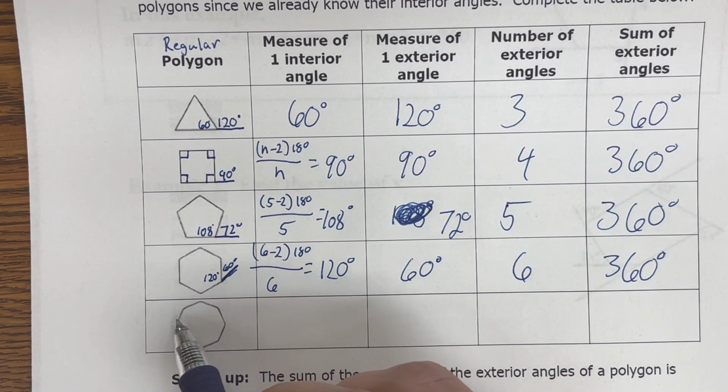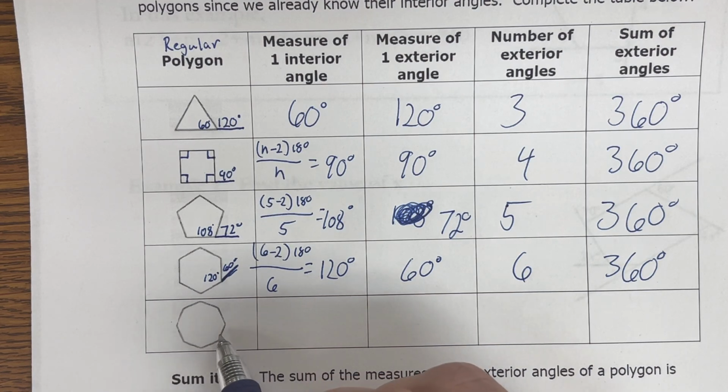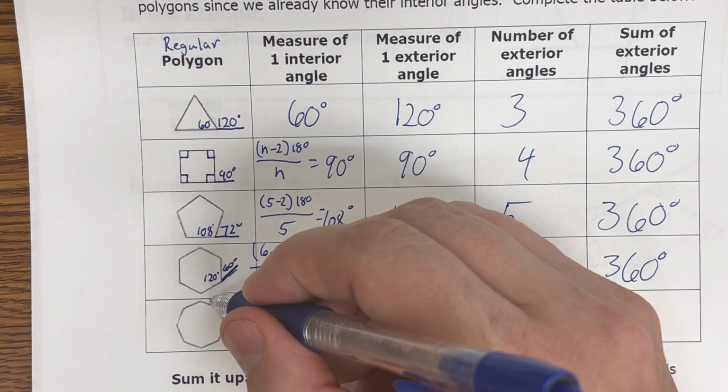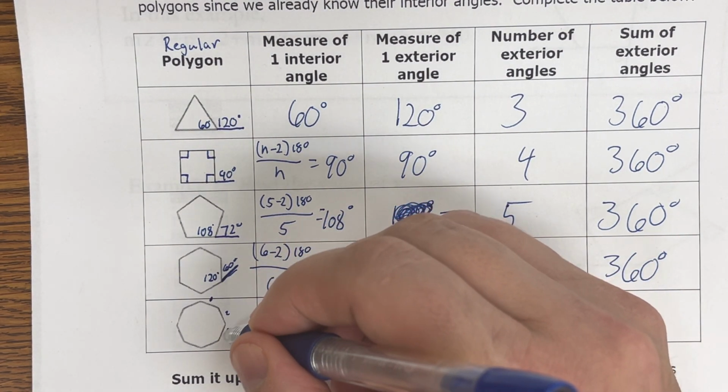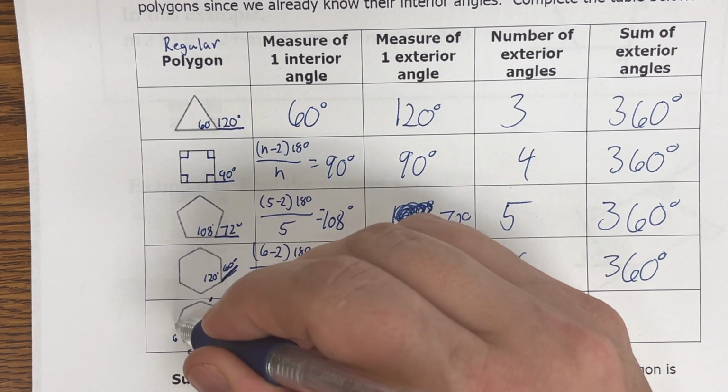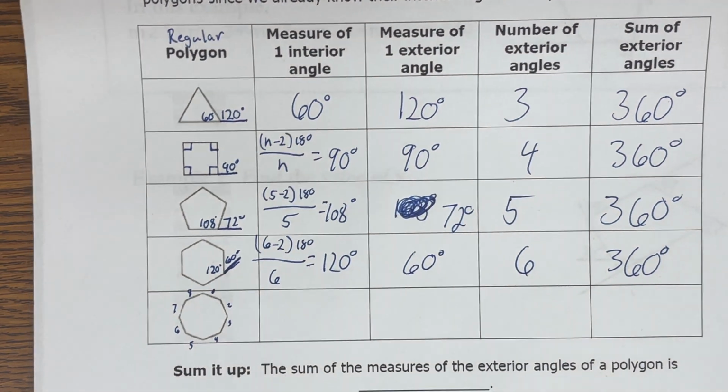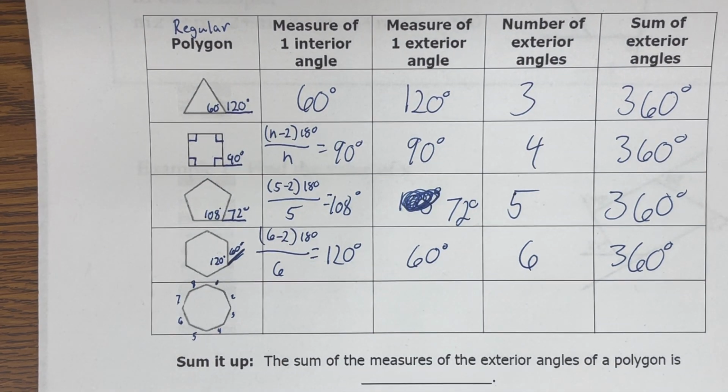How many sides does this one have? 1, 2, 3, 4, 5, 6, 7, 8. I'm going to count again. 1, 2, 3, 4, 5, 6, 7, 8. So it appears we're looking at an 8-sided figure this time.